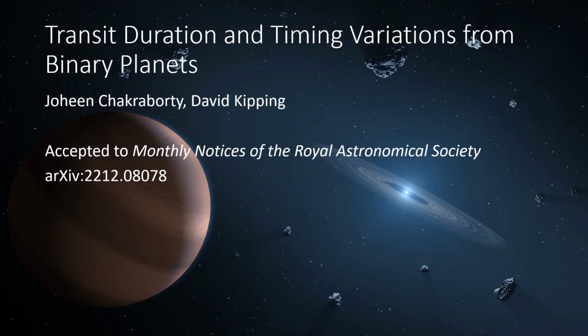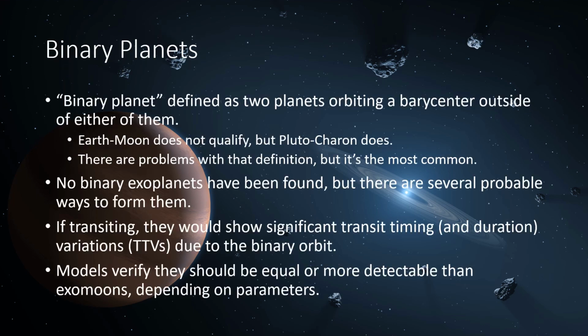And then we have this paper by Johin Chakraborty and exomoon hunter David Kipping, Transit Duration and Timing Variations from Binary Planets. Now, a binary planet, often called a double planet in science fiction, is usually defined in the literature as two planets orbiting a barycenter that is outside of either of them. So the Earth-Moon system does not qualify because our barycenter is about a quarter of Earth's radius below Earth's surface, but the Pluto-Charon system does qualify. And there are some problems with that definition, but it's the most common one.